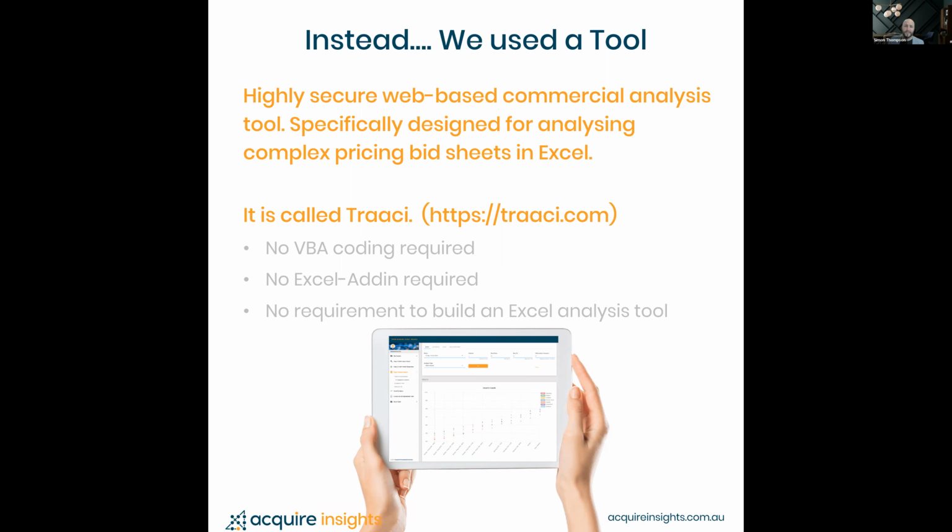It's called Tracy, T-R-A-A-C-I. That stands for Tender Response Automated and Augmented Commercial Intelligence. It's a bit of a mouthful, but let's just call it Tracy, makes it easy. It's a highly secure web-based commercial analysis tool, specifically designed for analyzing complex pricing bid sheets in Excel. So we worked out that a lot of the clients we work with have all these big, complicated tenders. Everything's in Excel.